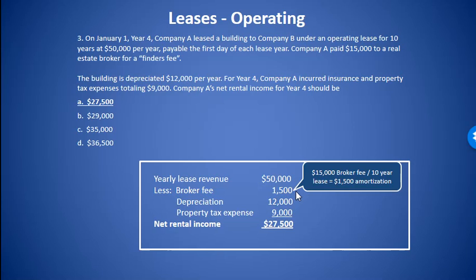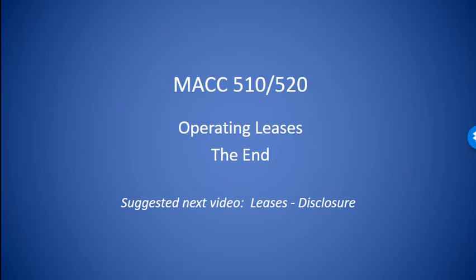But this broker fee is $15,000, but that's for the term of the lease. So we take the $15,000 broker fee, divide it by the 10-year lease, and we amortize that broker fee at $1,500 a year for 10 years. So we have a $1,500 broker fee amortization, we have $12,000 of depreciation, and we have $9,000 worth of property tax expense. So our net rental income in this case would be $27,500.